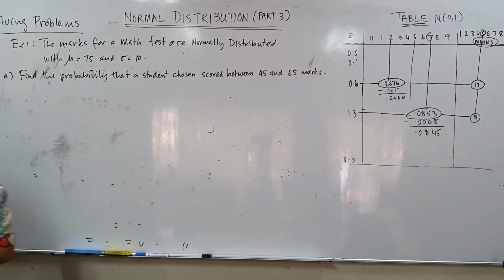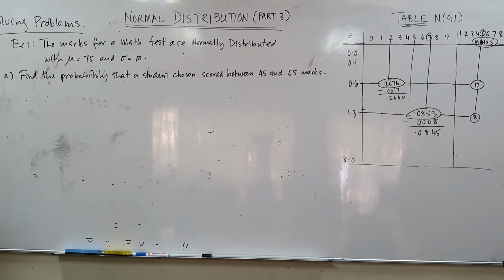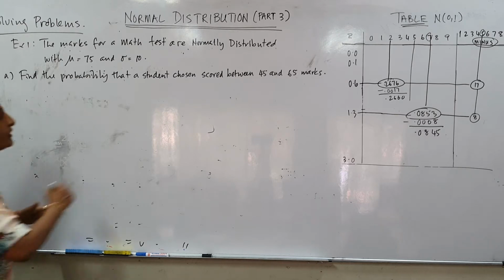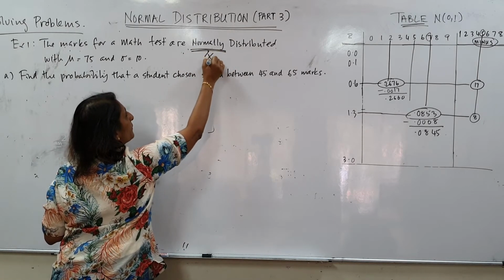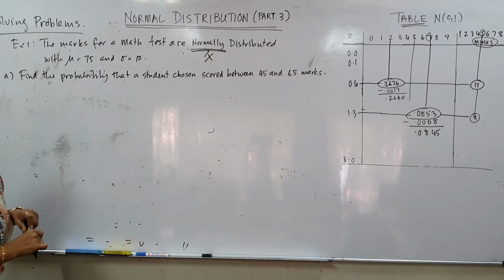Okay, this is the first question. You are given a question. The marks of a maths test are normally distributed. Look at this, you see this word? Normally means, remember, you have to use X. Normally distributed with the mean and the standard deviation.